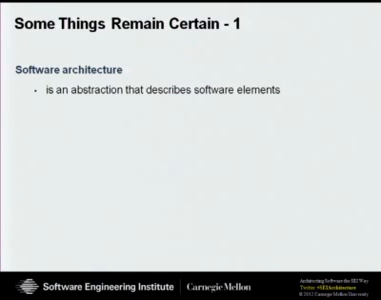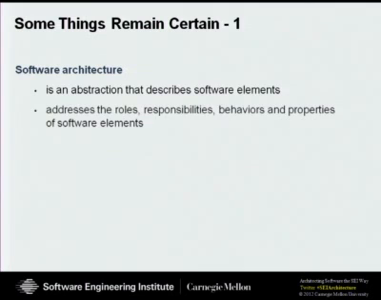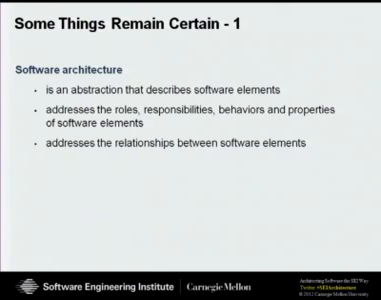So, software architecture is the abstraction that allows us to focus on software elements, the roles, responsibilities, properties, and behaviors of those elements. It allows us to address the relationships between the software elements. For example, which elements are related to each other? Why are they related to each other? How do those elements interact with each other? Why do they interact with each other? What are the mechanisms that they use to interact with each other? What are the protocols that they follow? What are the resources that they share?